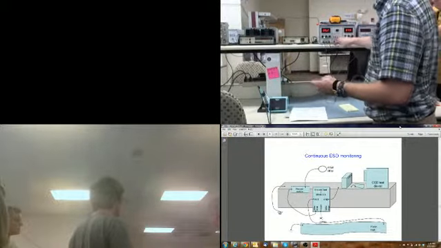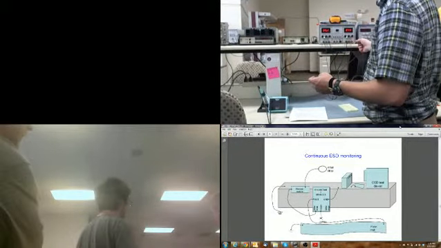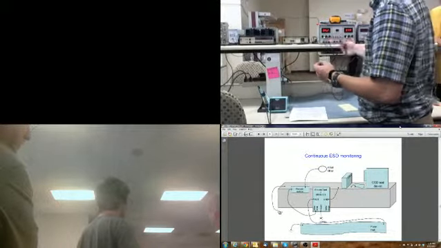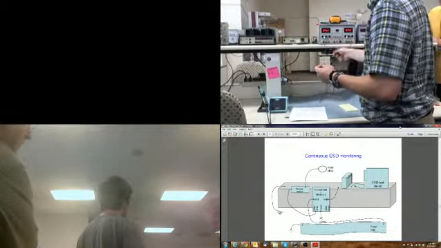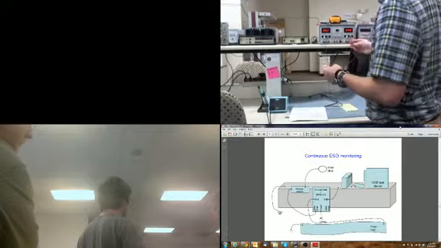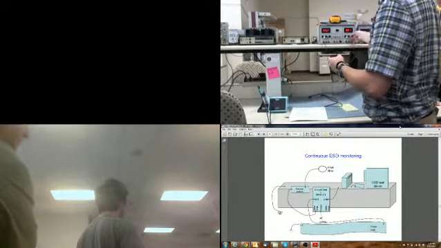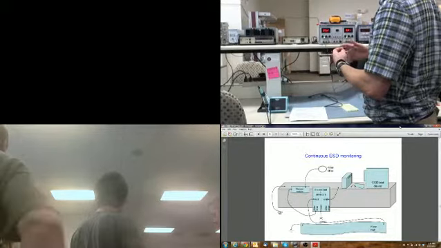Right. Now when you're in parallel mode, if I push this button, what that does is it puts these 2 supplies in parallel internally. Now what does that do? It gives you more current. So let's try this out.